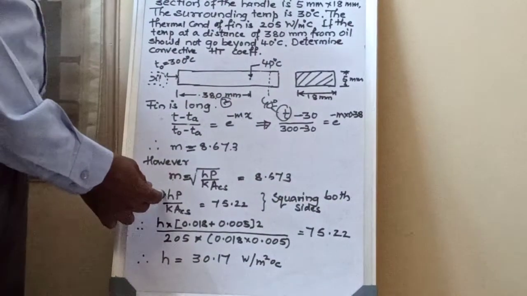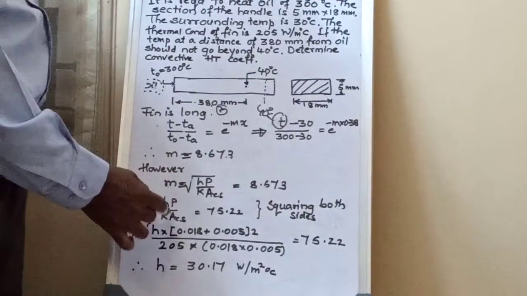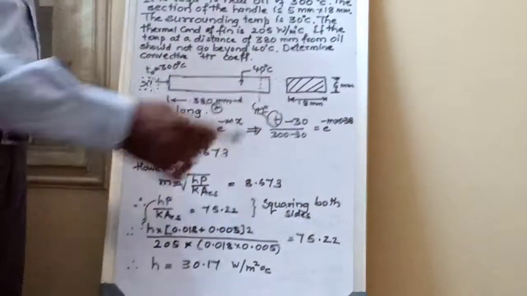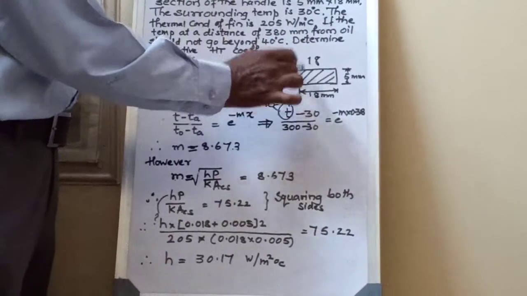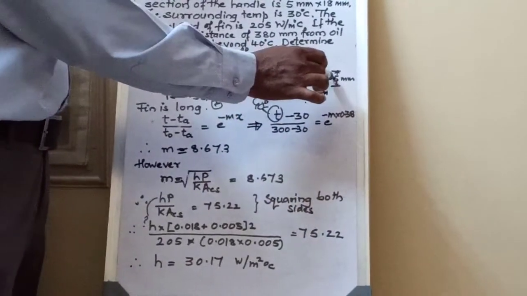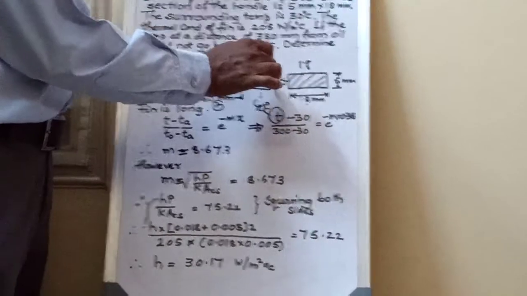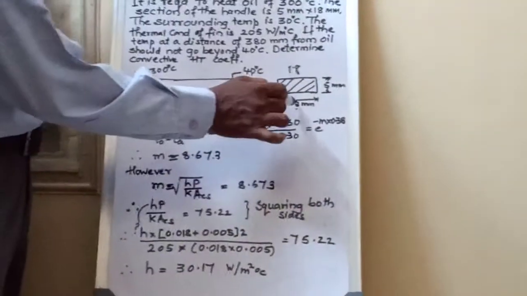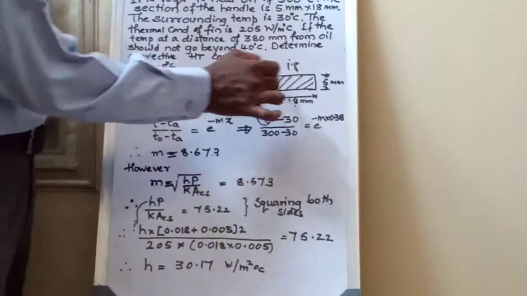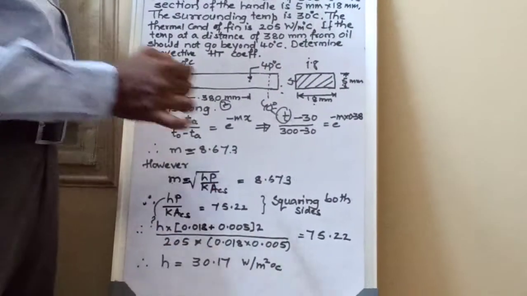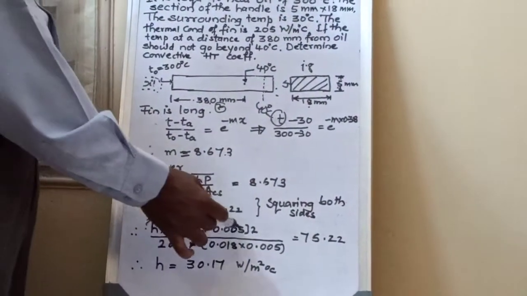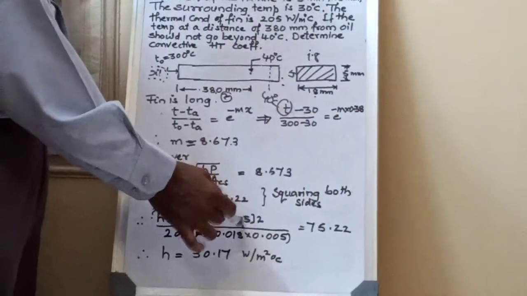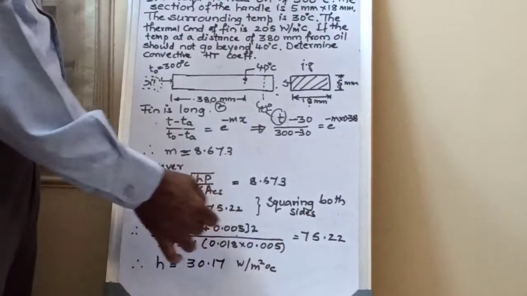Now what is h? It is asked. Then what is P? P means perimeter, that is 18 plus 5 plus again 18 plus 5. 18 millimeter plus 5 millimeter plus 18 millimeter plus 5 millimeter, so 18 comes 2 times and 5 comes 2 times. So it is 0.018 in meter and 0.005, with 5 millimeter represented in the SI system. So that is twice, that is the perimeter.